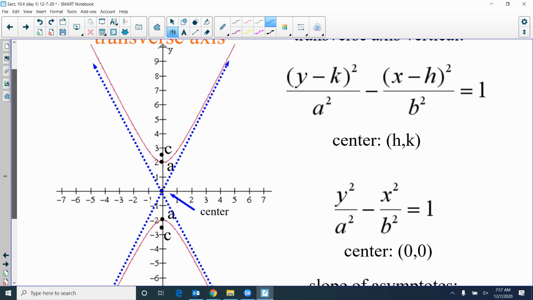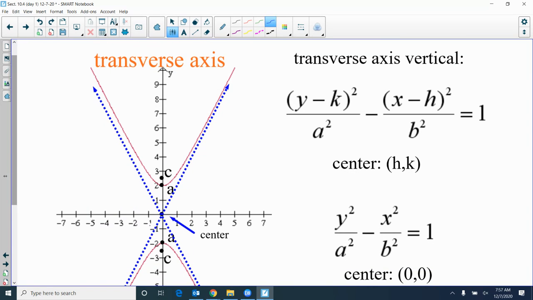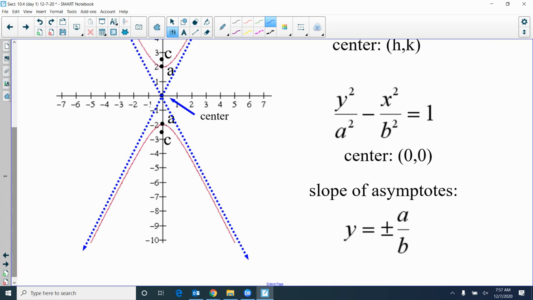Your center is h, k. Now the slope of the asymptotes, rise over run, instead of b over a, it's going to be a over b. Now, don't try to memorize those. I just always do rise over run. So I don't try to memorize which one's a, which one's b. I mean, if that's what you need to do, that's fine. But I always go, whatever's underneath the y value is my rise. Whatever's underneath the x value is my run.